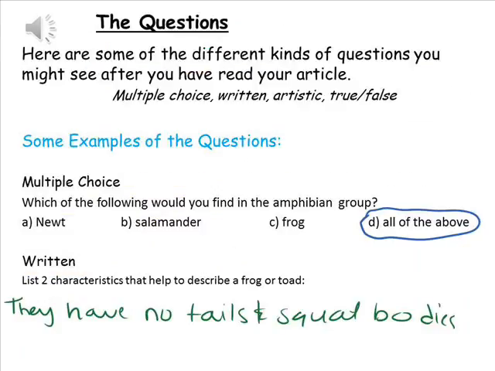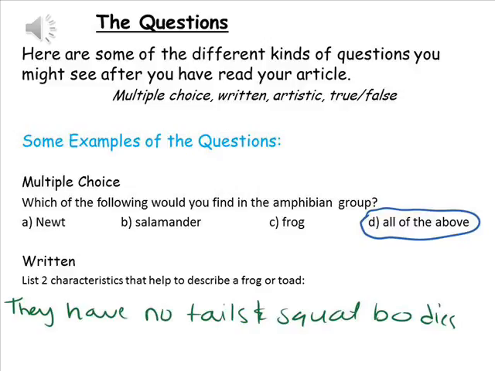After you have finished reading your newsflash, highlighted the important information, and found the definitions to your two new words, there'll be some questions that you'll need to answer. As you can see on the slide, there's some different kinds of questions that you might see after you've read your new article. Those are multiple choice, written, artistic, which would mean you'd have to draw something, and true and false.